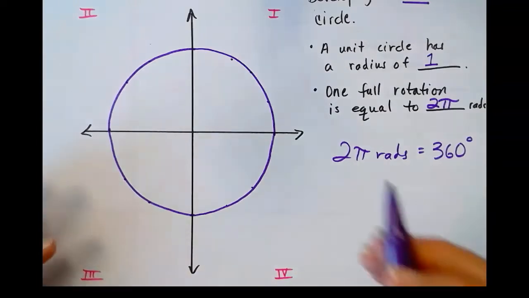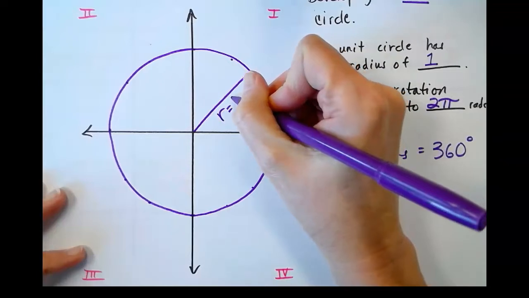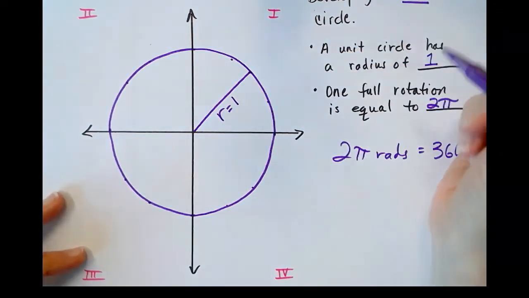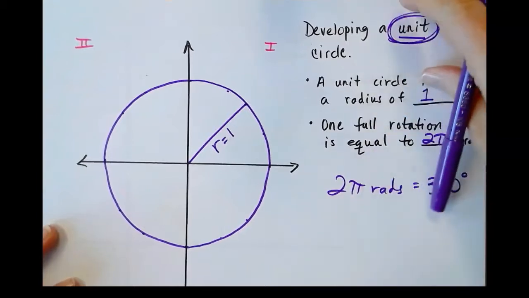Just one more quick reminder. Our circle has a radius of 1. This is critical to think about. So one more time, that's why it's called the unit circle.